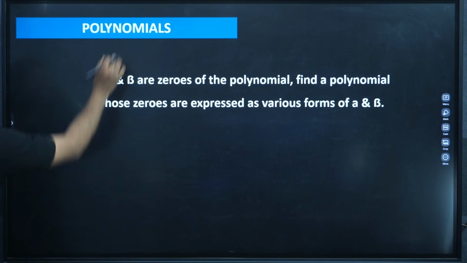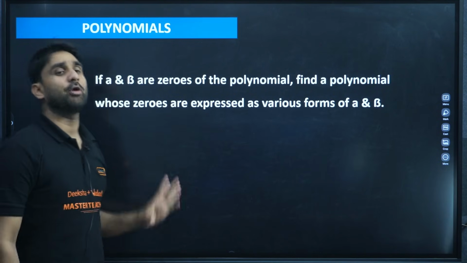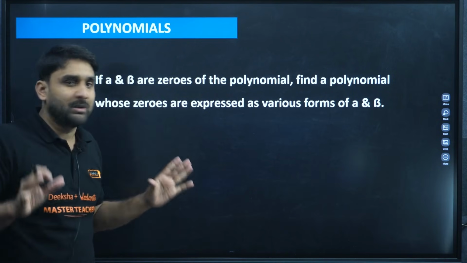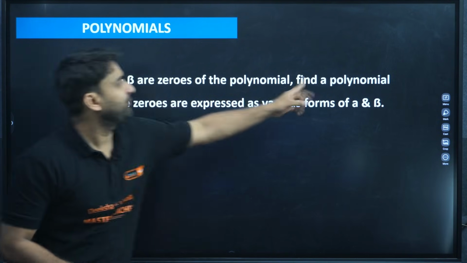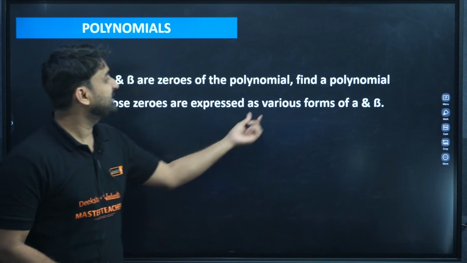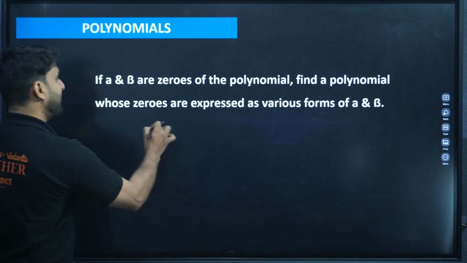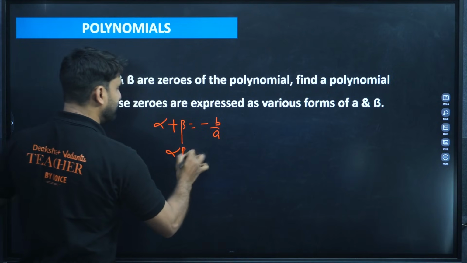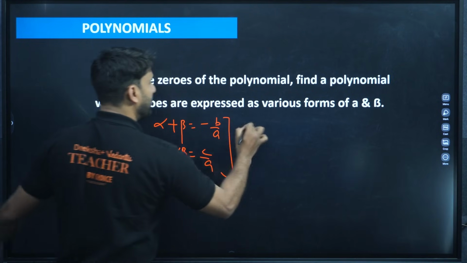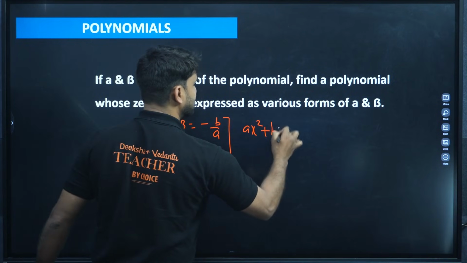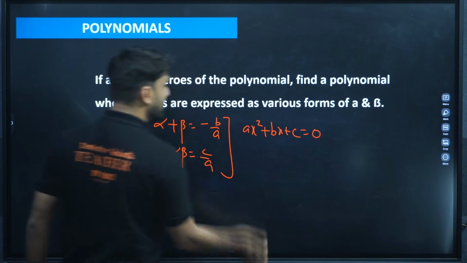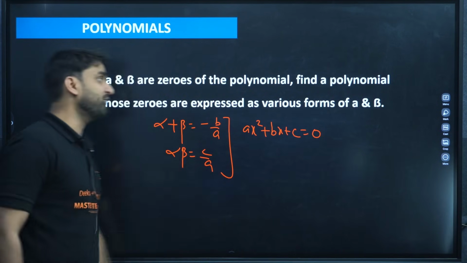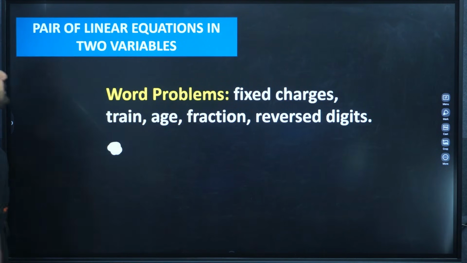Now moving to the next, polynomials. In polynomials, this is important. If alpha and beta are the zeros of a quadratic polynomial, then find the polynomial. We have to find the polynomial whose zeros are expressed as various forms of alpha and beta. You know, alpha plus beta, the sum of zeros, is minus b by a, and the product of zeros is c by a, for the quadratic polynomial ax square plus bx plus c equals 0. So this is the relationship between zeros and coefficients. Please keep it in mind. Very important formula.